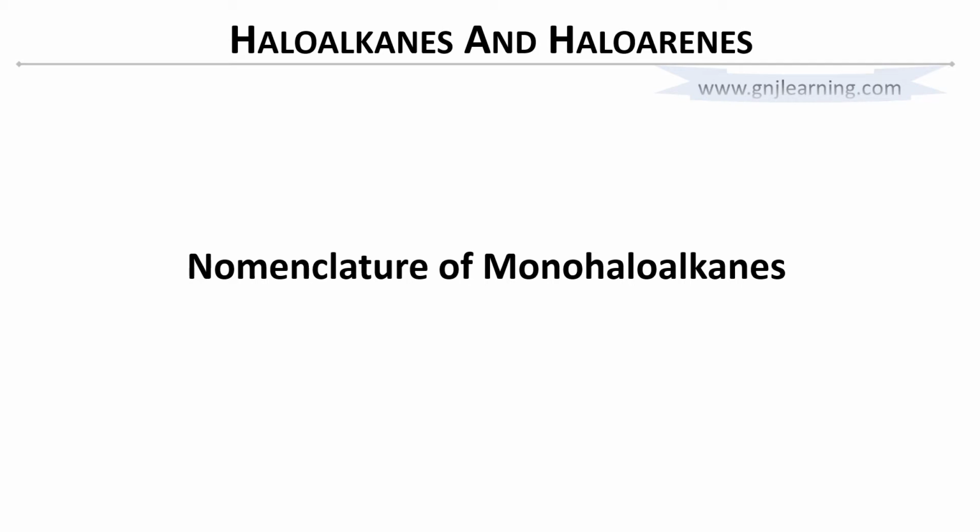This is a chapter for class 12, and in this part we are going to see the nomenclature of mono-haloalkanes. We have seen what haloalkanes are and what a mono-haloalkane is. It is nothing but a haloalkane that contains only one halogen atom. This is what we are going to see, how to name such compounds.